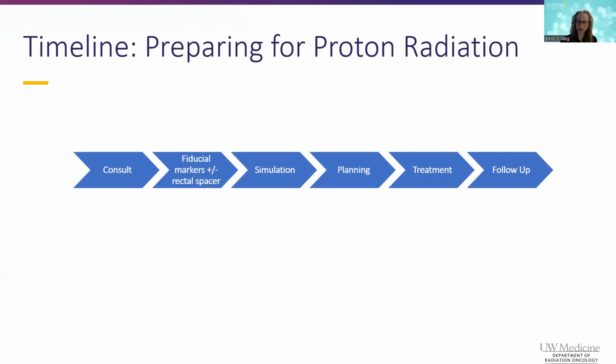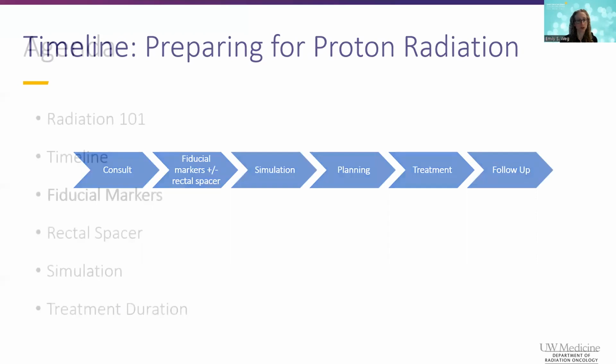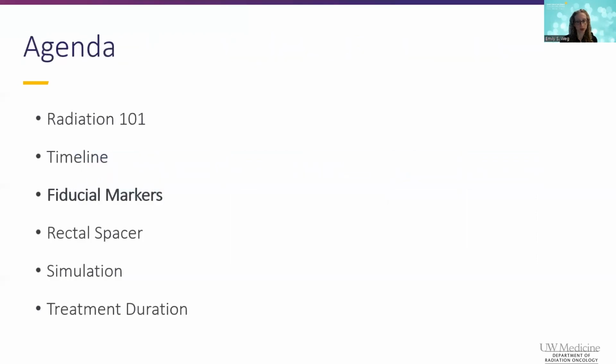So for every patient, we develop a radiation plan that is specific to your disease and your anatomy. About 2 weeks after the simulation, the patient comes back to start treatment. And then once you finish treatment, you are in the follow-up phase. So let's talk for a minute about what fiducial markers are.